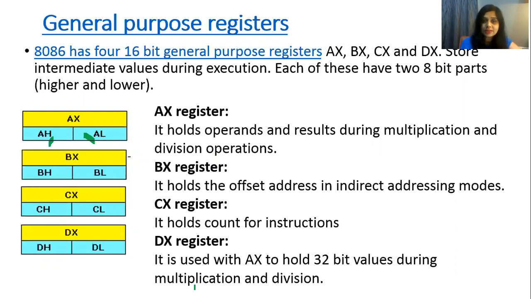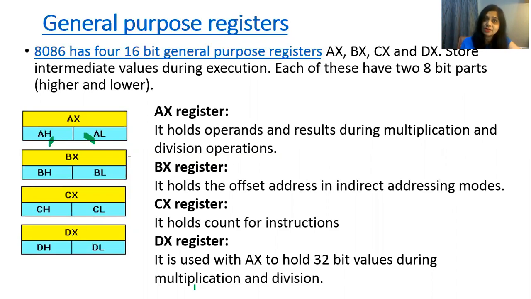Then what does the BX register hold? The BX register holds the offset of the address in indirect addressing mode. What is offset? Offset is the distance of the required location from the base location of the memory segment. We are going to learn this in detail while studying the memory segmentation concept of 8086. Right now, just remember that BX is used to hold the offset of the address.